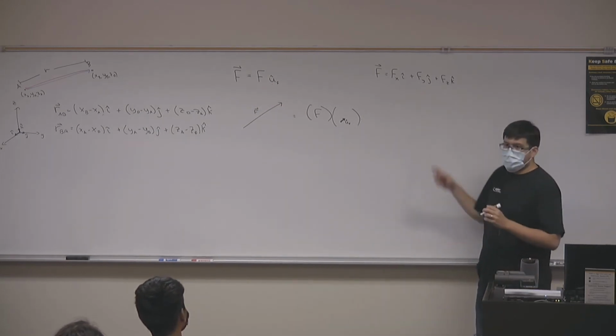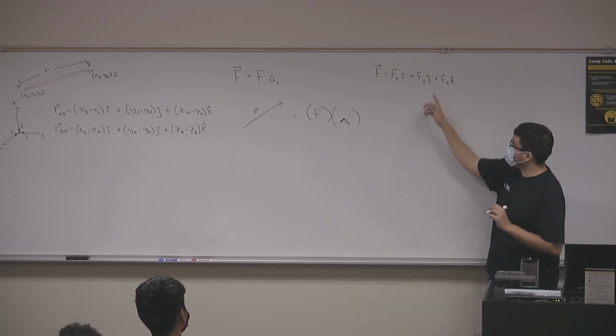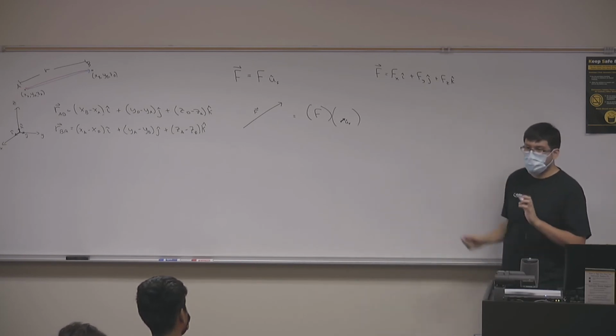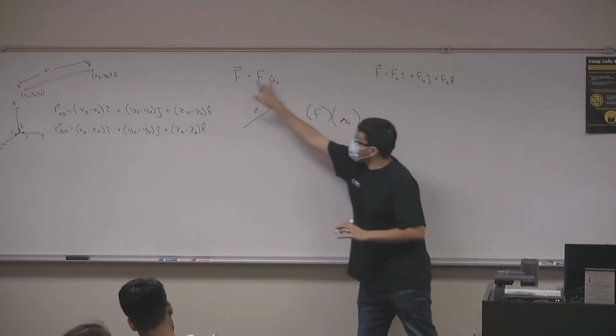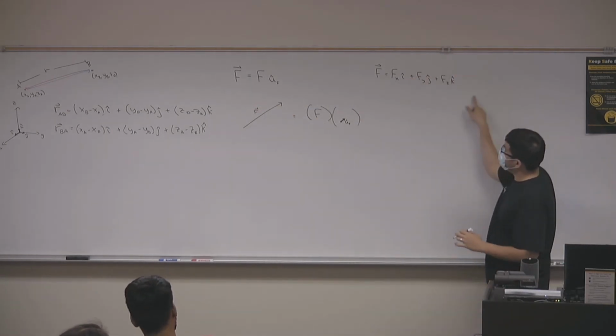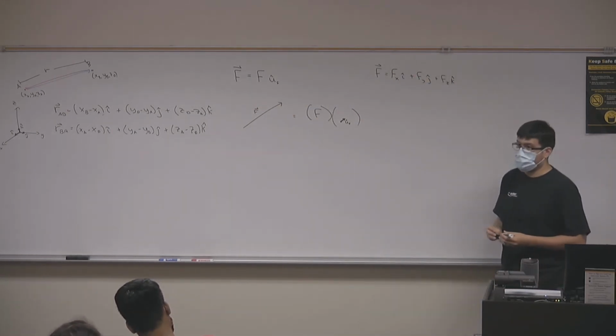This i is simply a unit vector in the x direction, right? This j is a unit vector in the y direction, and so on. So this formulation is essentially our way of quantifying Cartesian coordinates.